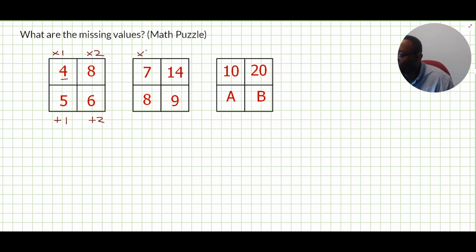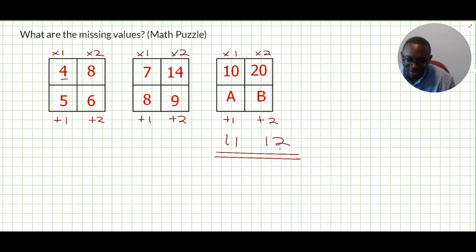So let's go ahead and try the next one. 7 multiplied by 1, 7. 7 multiplied by 2, 14. 7 plus 1, 8. 7 plus 2, 9. So 10 multiplied by 1 is 10. 10 multiplied by 2 is 20. 10 plus 1 is 11. 10 plus 2 is 12. So very close. Good try. Very close.